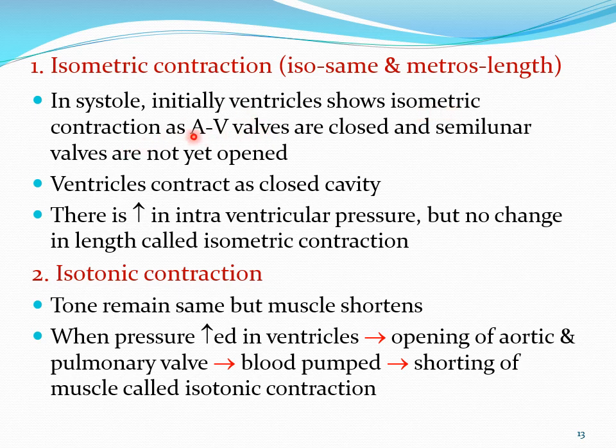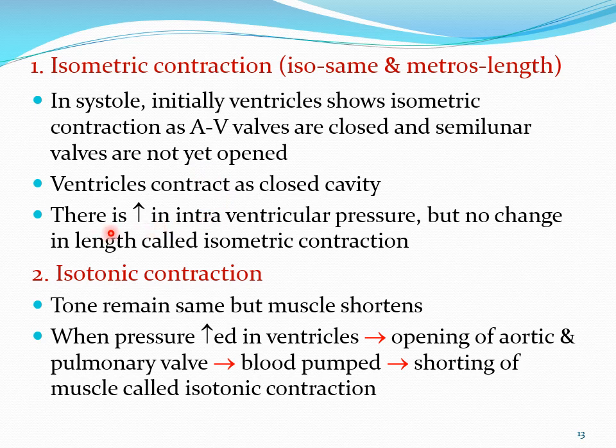And why is the isometric contraction there? Because initially the valves are closed. AV valves, the atrioventricular valves, are closed, and the semilunar valves are not yet open. So initially both valves are closed. The ventricle contracts as a closed cavity. There is no outflow of blood and no inflow of blood. Just imagine, very simple. Blood neither goes out nor comes in, because the AV valves are closed and the semilunar valves are not yet open. So the ventricles are contracting as a closed cavity.